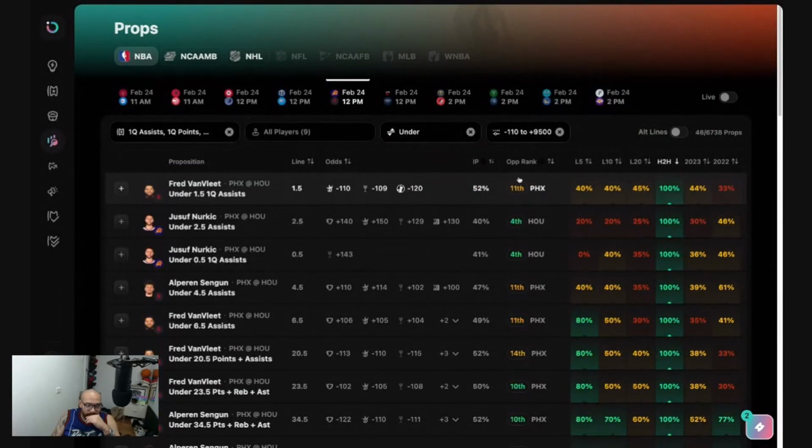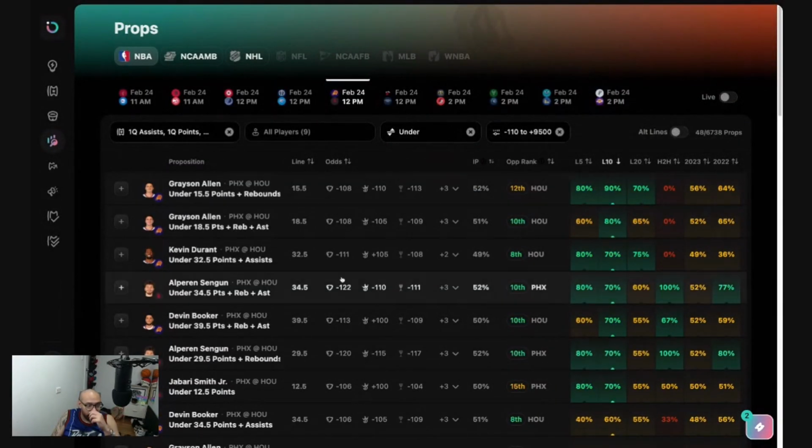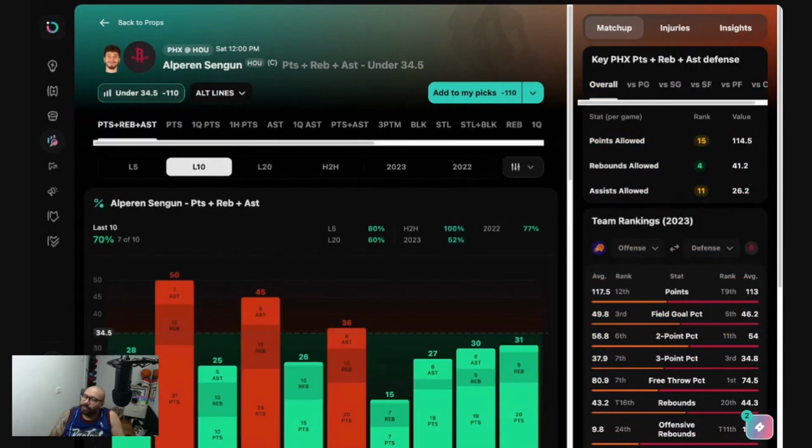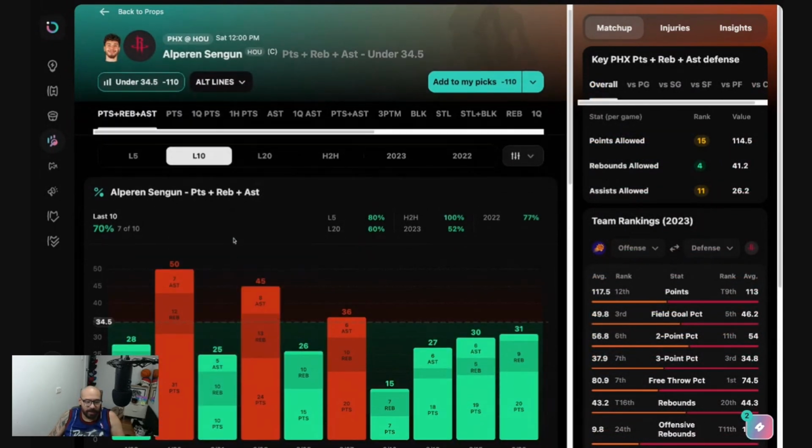Let's check the under. Maybe this could be the good game for under. Green machine. Let's go. All right. So the first one that gives me, we're looking at these 3. Şengün, Booker, actually these 2. Let's check out Alperen Şengün. So his points, rebounds, and assists, the line is at 34.5. He's covered this in 7 out of his last 10. Well, he's gone under in 7 out of his last 10.